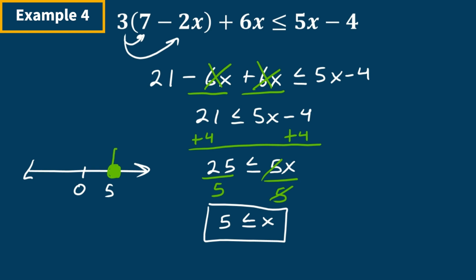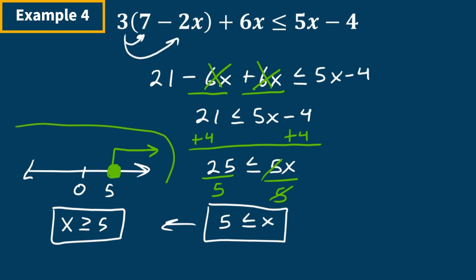Therefore, the arrow of our solutions is going to go to the right. To help clarify this, you can rewrite it so it looks like this: x is greater than or equal to 5. All you do is flip it over. That makes it a little bit easier to visualize what's going on here. So this right here is our number line solution.